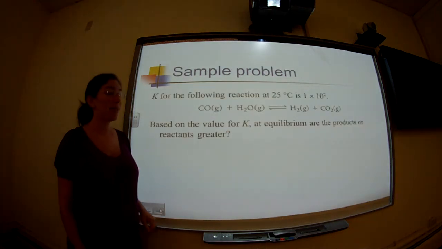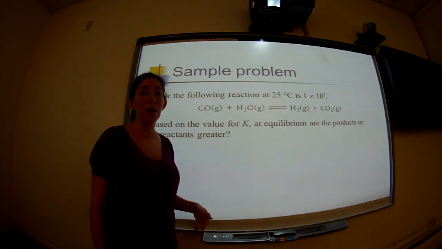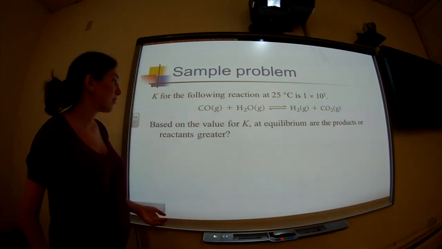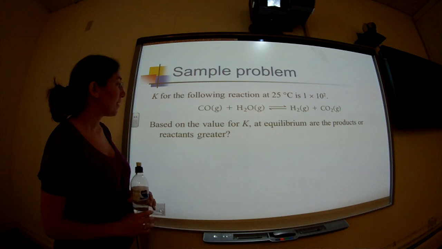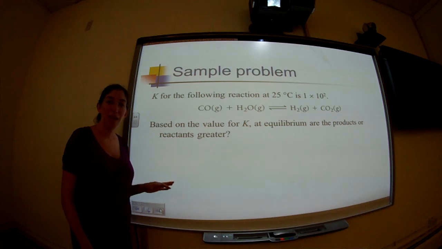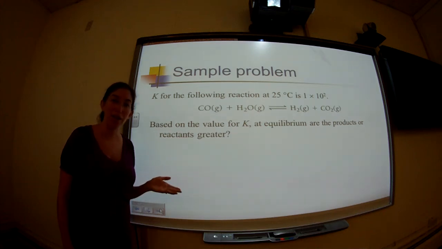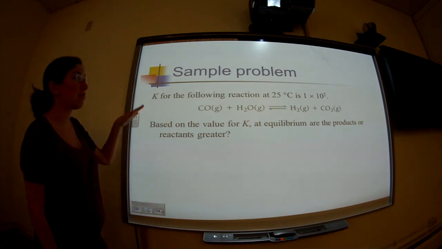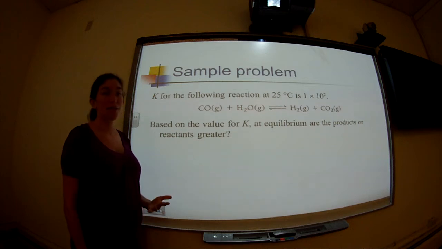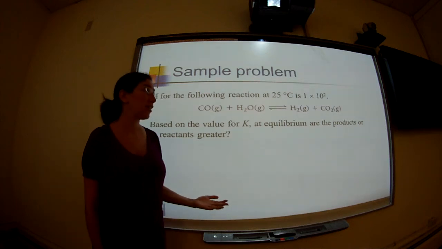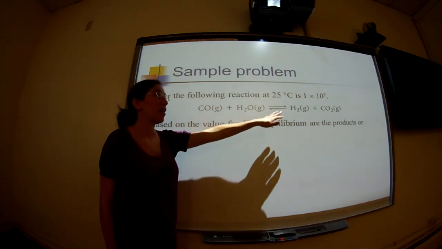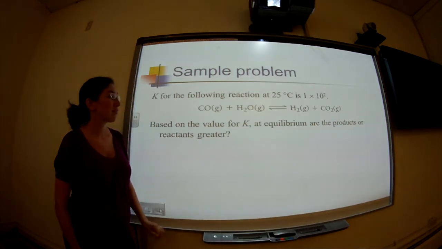So now we're going to do a problem where we actually have the concentrations of the reactants, or sorry, no, we're still not doing that yet. Based on the value for K, so now we're just practicing that concept. Based on the value of K, we want to know whether this reaction favors the products or the reactants. So the K for the following reaction at 25 degrees Celsius is 1 times 10 to the 2, which is also just 100. So the K is 100. And this is the reaction.